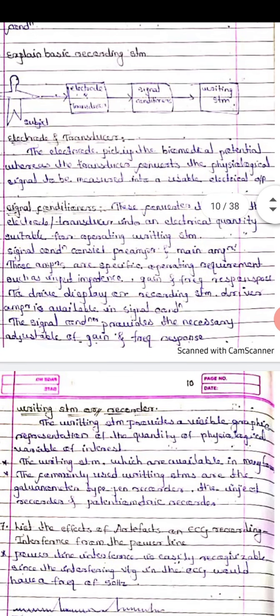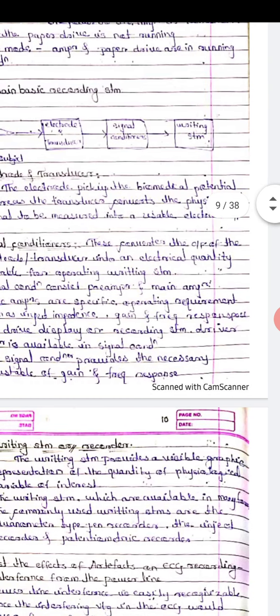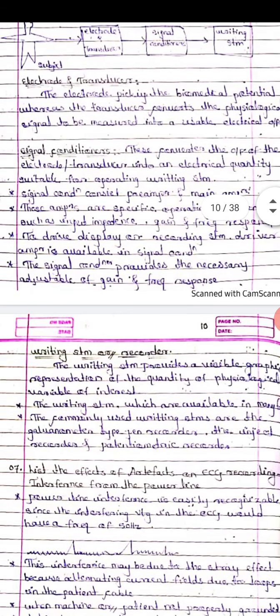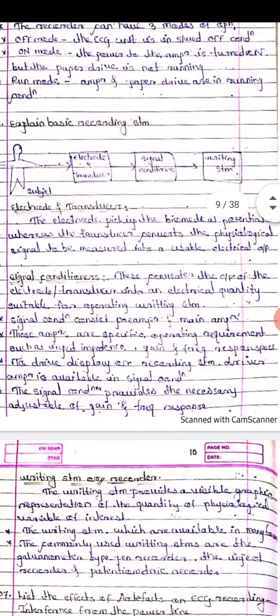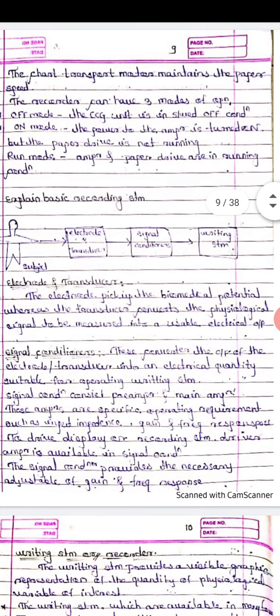The next question is the basic recording system. In the basic recording system, three main parts are there: the electrodes or transducer, the signal conditioner, and the writing system. In the electrodes, they use different types of electrodes to pick up the bioelectric potential from the human body, which is considered a physiological signal. This physiological signal is converted into electrical output using the electrodes or transducer.